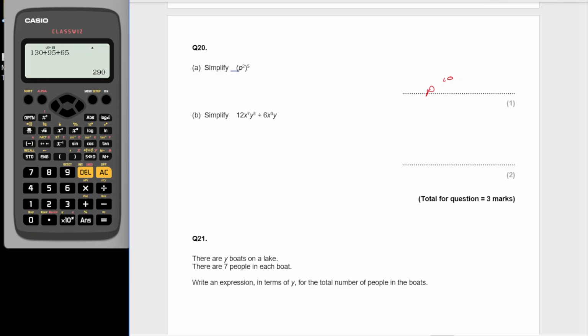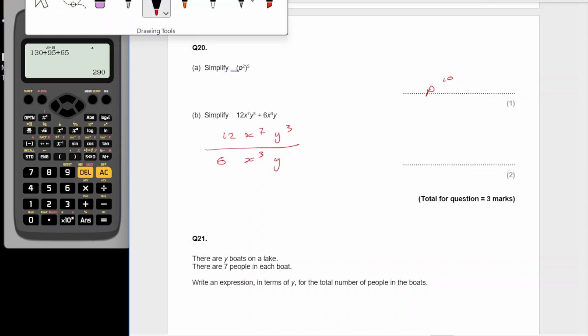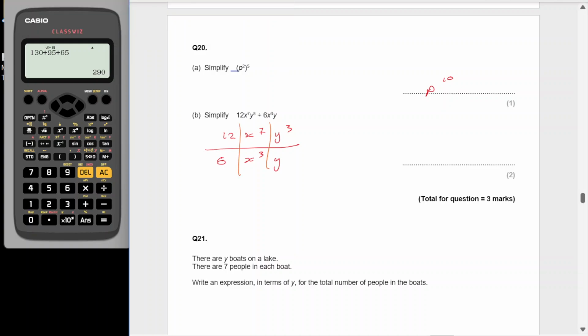And then simplify. So, I'm just going to rewrite this, and I'm going to make my three parts quite clear. Right, and then put some lines in. So 12 divided by 6 would be 2. X to the 7 divided by x to the 3 would become x to the 4. And then y to the 3, we subtract the powers by the way, y to the 3 divided by y to the 1 would become y to the 2.